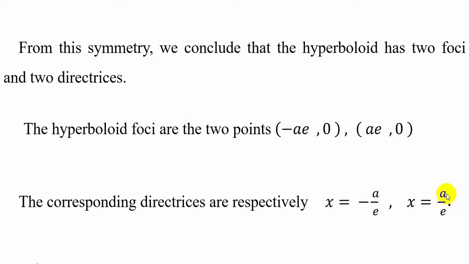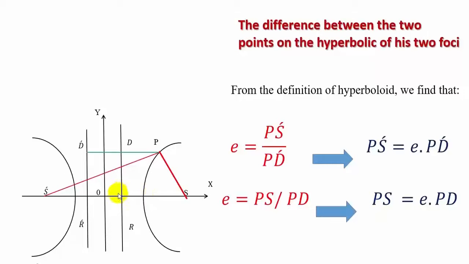One of them has distance a over e, and the other one negative a over e. See, what I'm talking about here is that one directrix and the second one, and this y axis. Whatever is inside the right side will be positive, and the other one will be negative. So one directrix has distance from y of a over e, and the other one negative a over e.